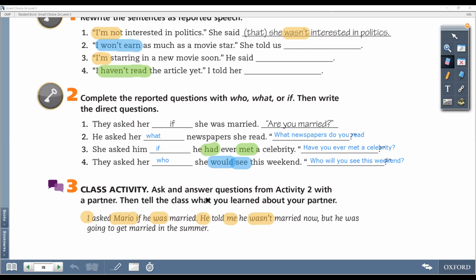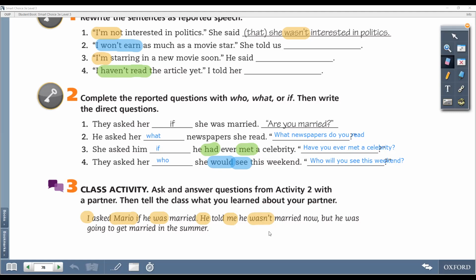All right, people. So ask and answer questions from activity number 2 with a partner. Then tell the class what you learned about your answer. So let's see the example. I asked Mario if he was married. He told me he wasn't married now, but he was going to get married in the summer.